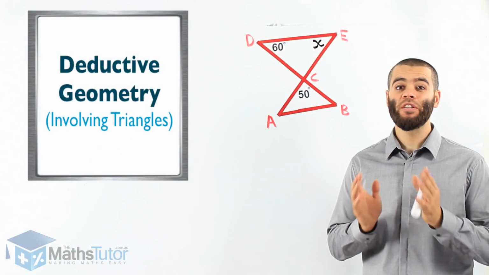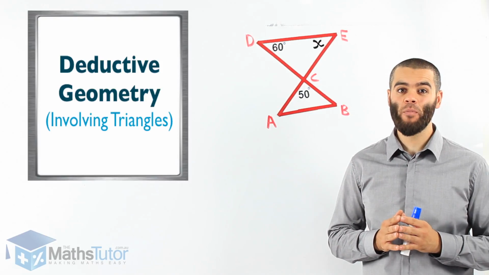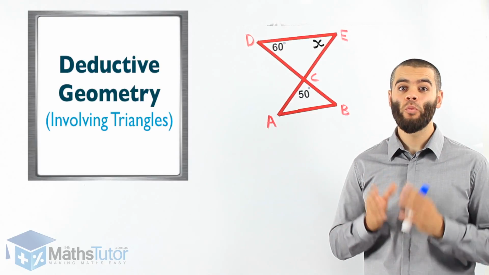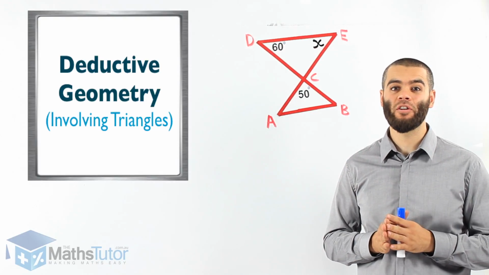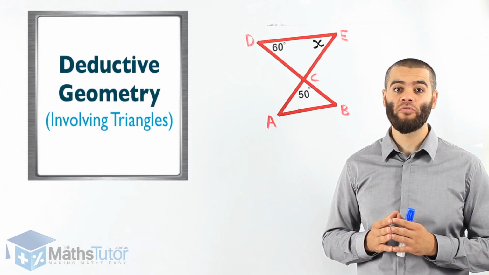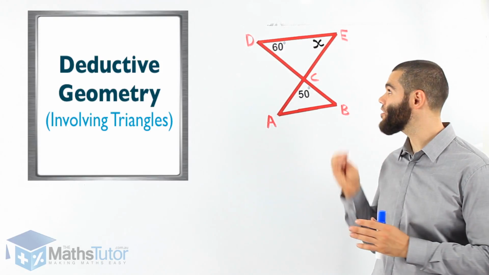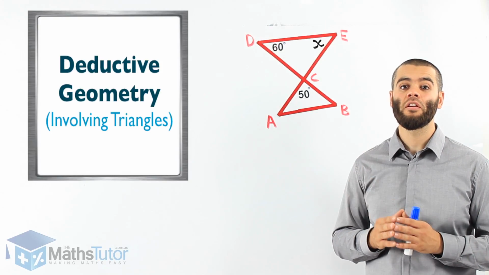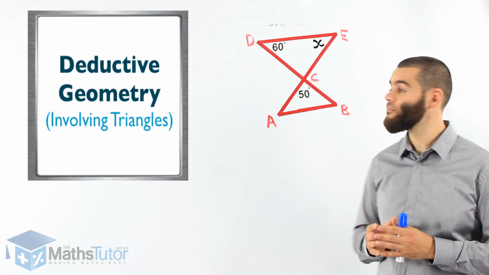Hey everyone, we're doing another lesson on deductive geometry. Now, deductive geometry using triangles. We know triangles add up to 180 degrees. Here we're going to use the facts of geometrical figures and the importance of knowing the information regarding triangles to solve these examples and these questions that we have today.